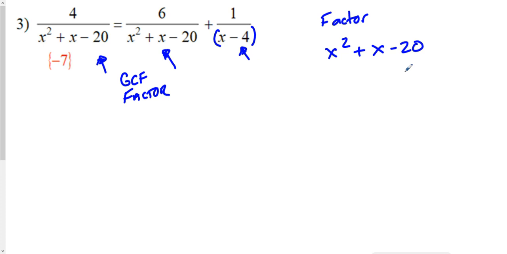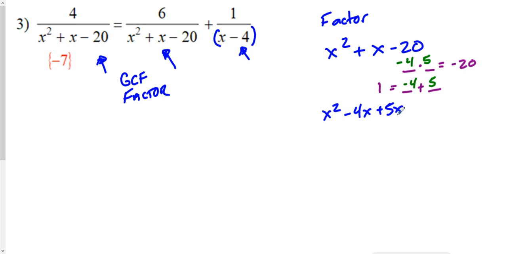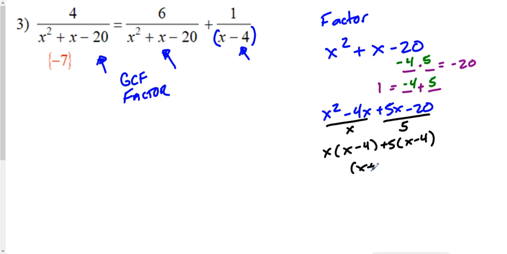Now remember, when we factor, we want to find out what 2 numbers multiply to give me negative 20, and what 2 numbers add to give me the coefficient in front of x, which is 1. Negative 4 times 5 multiplies to give us negative 20, and negative 4 plus 5 adds to 1. So we have x squared minus 4x plus 5x minus 20. Out of the first 2 terms, I can factor out an x, and I have x minus 4. Out of the next 2 terms, I can factor out a 5, which gives me x minus 4 again. So my factors are x plus 5 and x minus 4.